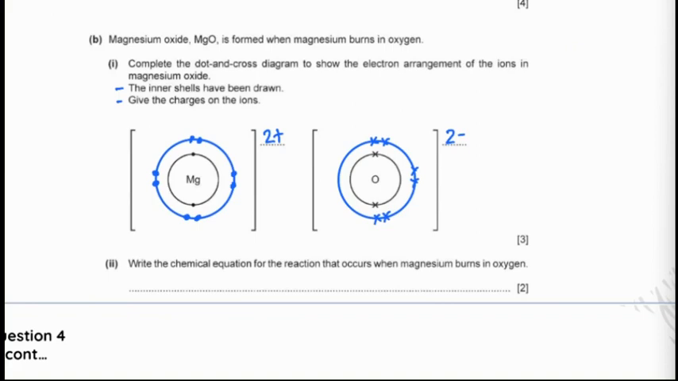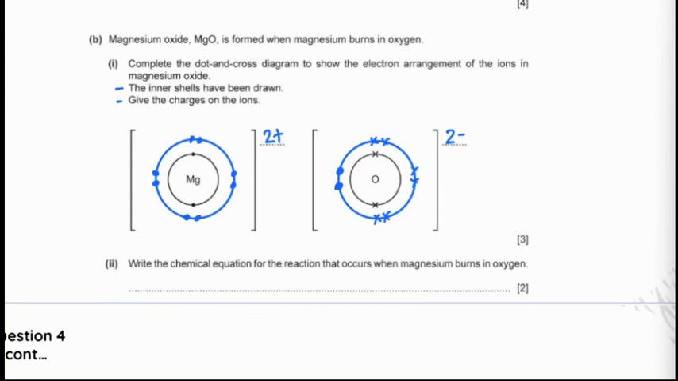So we're then going to also show through the medium of dots that we know that these 2 electrons here came from the magnesium. So we're getting 3 marks here, 1 mark for both charges correct and 1 mark for both outer shell electrons correct. Write a chemical equation for the reaction that occurs when magnesium burns in oxygen.